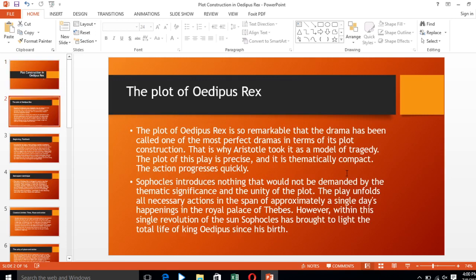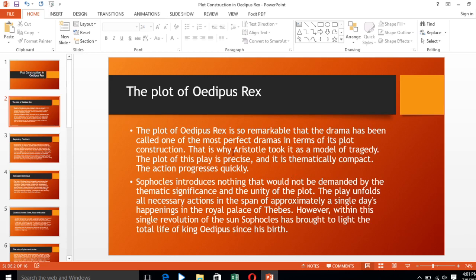The plot of Oedipus Rex is so remarkable that the drama has been called one of the most perfect dramas in terms of the plot construction. That is why Aristotle took it as a model of tragedy in his book The Poetics, where he has explained what is tragedy, what is tragic flaw, and what is tragic hero.